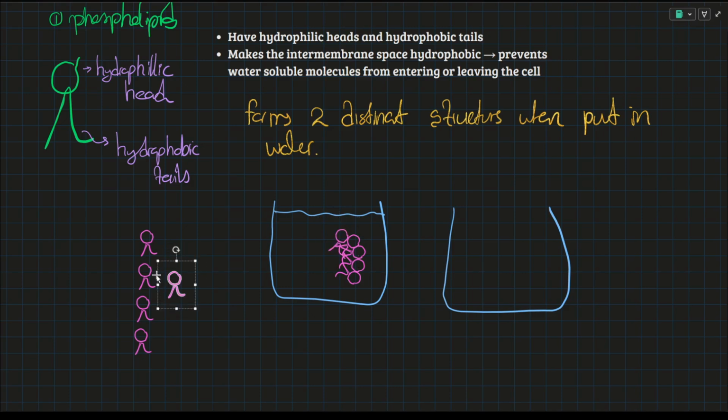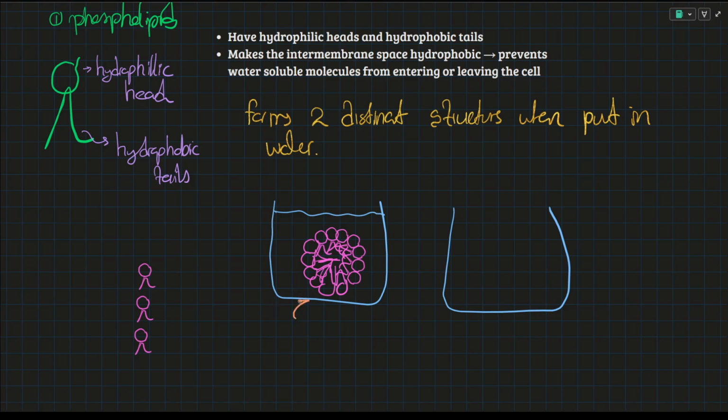I hope you see where I'm going. Like this. So continuously, if this happens, all the heads will face outward and all the tails will be inside. It's a circle with the hydrophilic heads facing the water. They have no problem. They're hydrophilic. They love water, so they will be facing the water. But the tails, they don't like water. They're hiding.